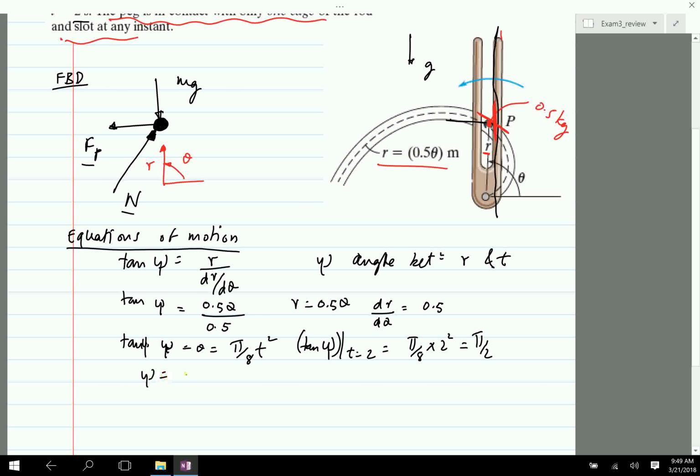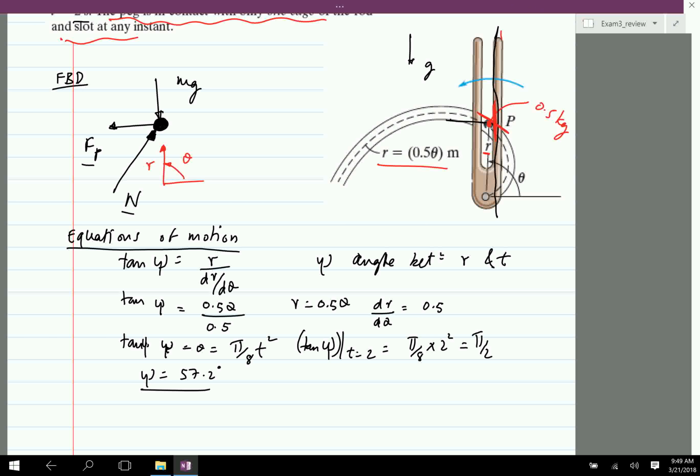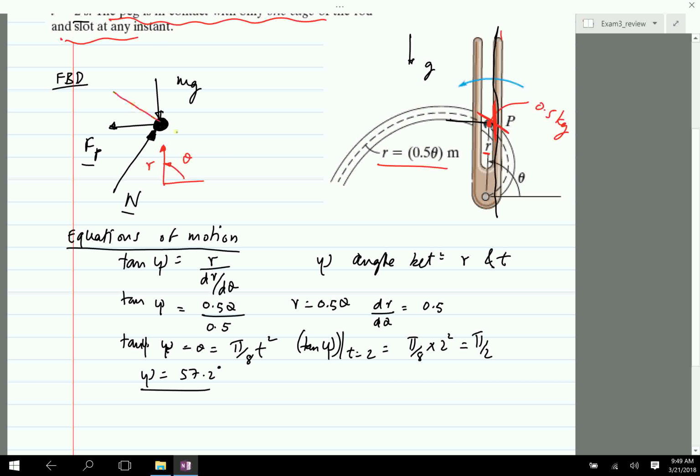Okay, so from this psi comes out to be 57.2 degrees. I'm out of time. I'm going to set up the equation and let you go. Okay. So once you get psi, you actually found the angle which r makes with the tangent. This is the tangent line. So psi is the angle between r and t. R is this, t is this, so this is psi. So now we're in a position to set up the equations. I'll set up the equations and let you go.